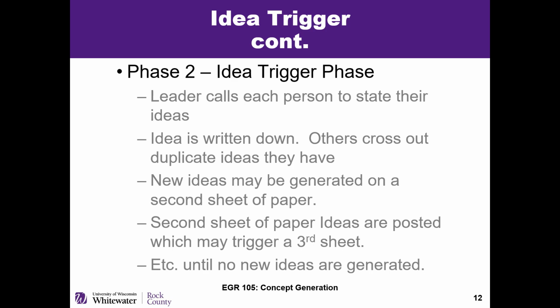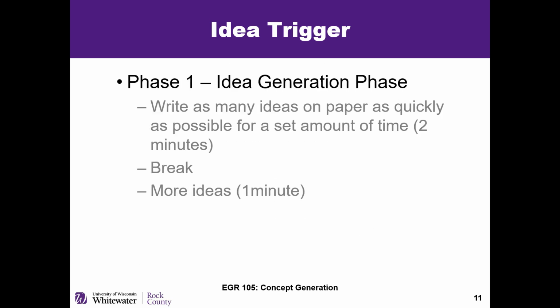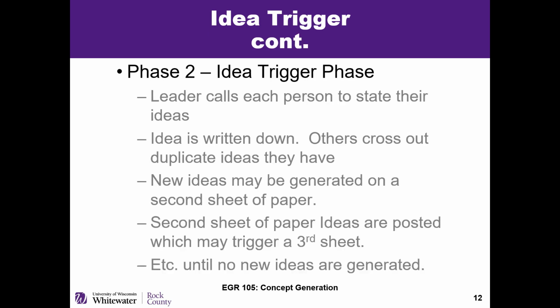The next phase is called the trigger phase itself. So the first one, again, was the idea generation phase. Now we're on to the trigger phase. You have one person that's the leader of the group, and they start asking each person to tell them what their ideas are. And that person will write down each of those ideas.